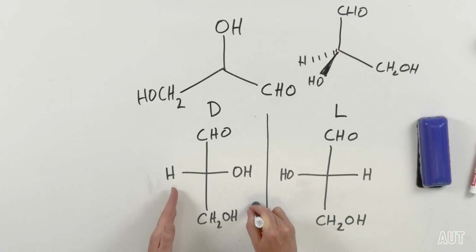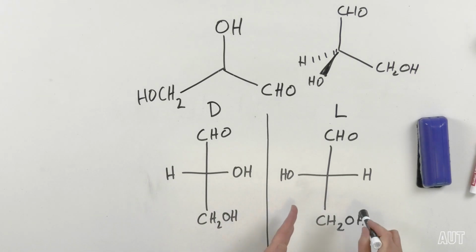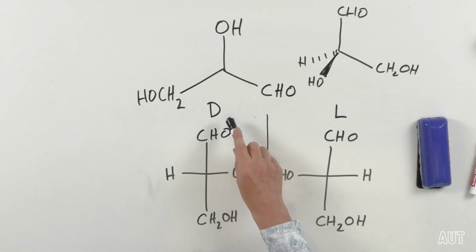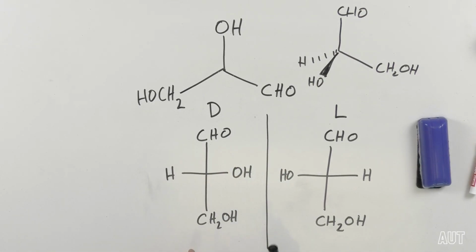Fischer labelled this particular enantiomer of glyceraldehyde the D enantiomer, and he labelled this particular enantiomer of glyceraldehyde the L enantiomer. Now, this was not arbitrary. He called this one D because the OH on the penultimate carbon in the longest carbon chain was on the right-hand side of this projection.